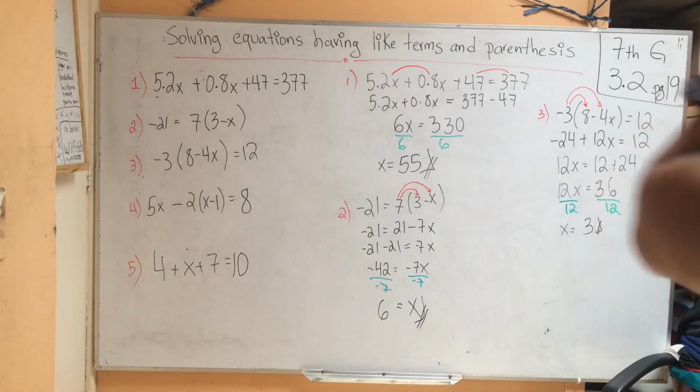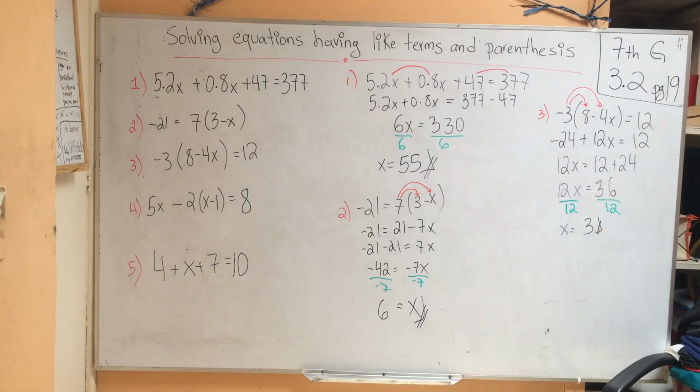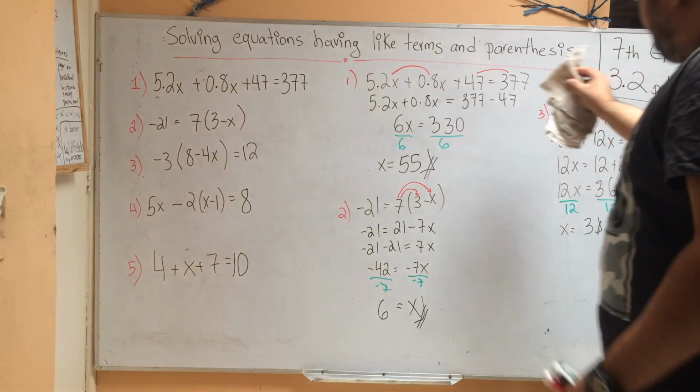So what are we doing? First the parentheses, then we do the solving. We move the similar numbers to one side, and in case we have several numbers with the variable, for example, we move it to the other side. Okay, let's do number 4 and number 5. I'm going to erase this one.